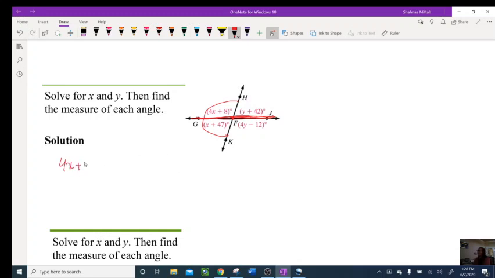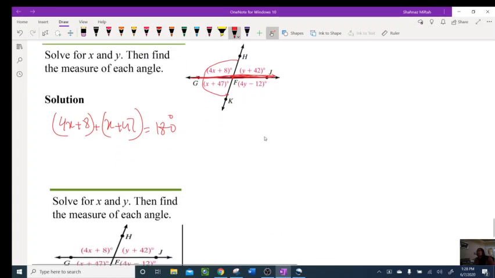So 4x plus 8, you add it to x plus 47, equal to 180. You guys do understand why I picked these two, because their variables are the same. When I pick the other two, I'm not saying they're not linear, they are linear, but I don't have x and y, so I have to have the same variable. So now I have 4x plus 8 plus x plus 47 equals 180. Then solve, I combine like terms. My like terms are 4x and x, so it will make 5x.